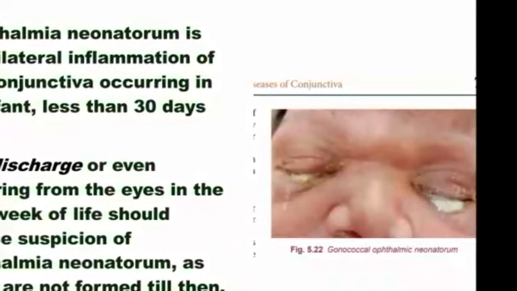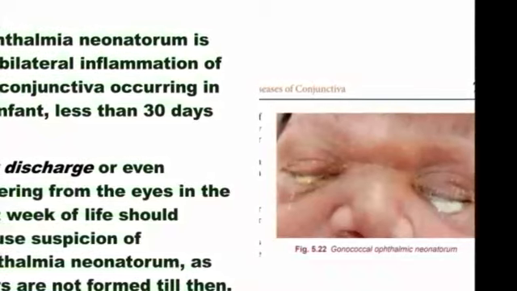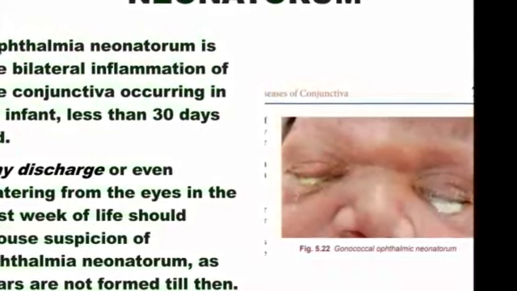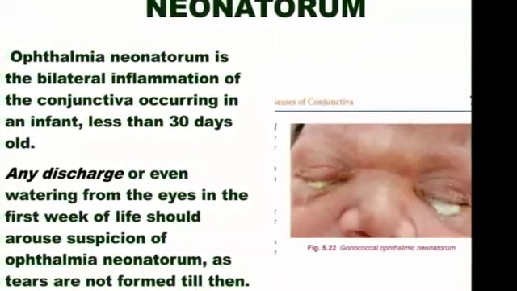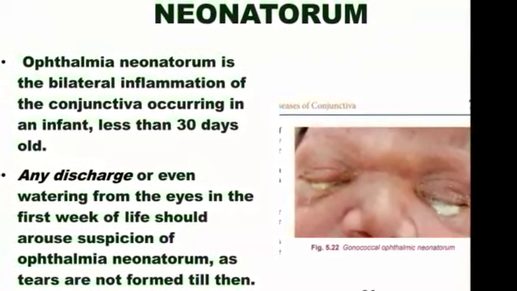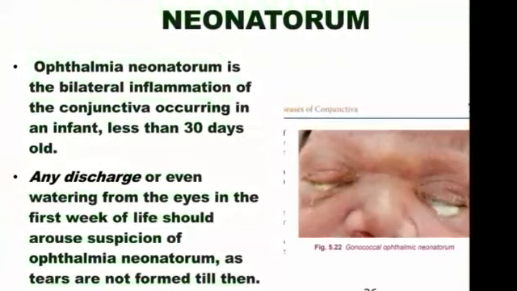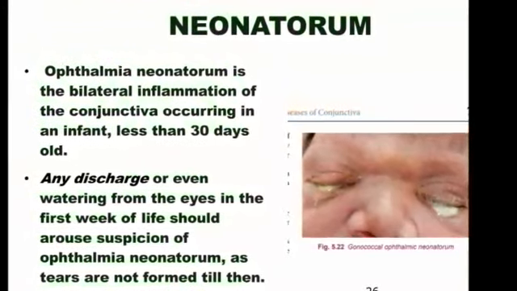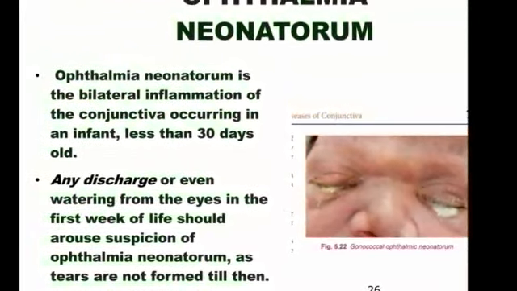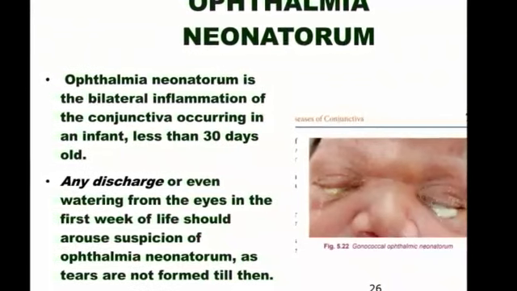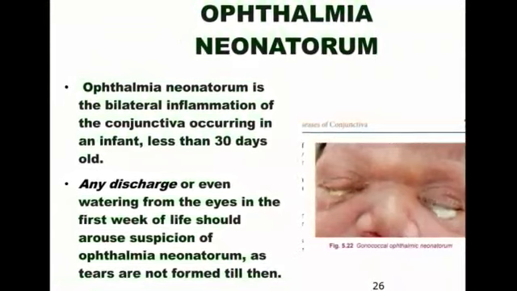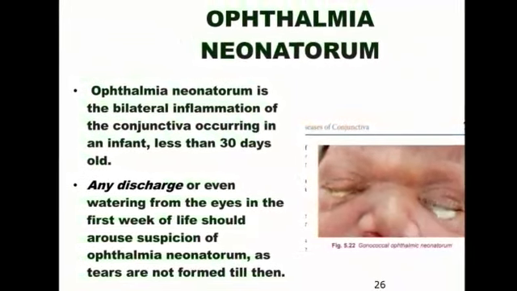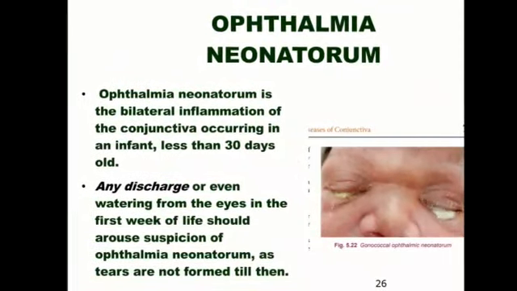Next is about the other hyperacute bacterial conjunctivitis, that is ophthalmia neonatorum. Ophthalmia neonatorum is the bilateral inflammation of the conjunctiva occurring in an infant less than 30 days old. Any discharge or even watering from the eyes in the first week of life should arouse suspicion of ophthalmia neonatorum, as tears are not formed till then. We will discuss about ophthalmia neonatorum in detail in another class.